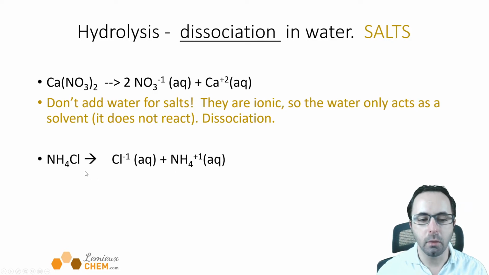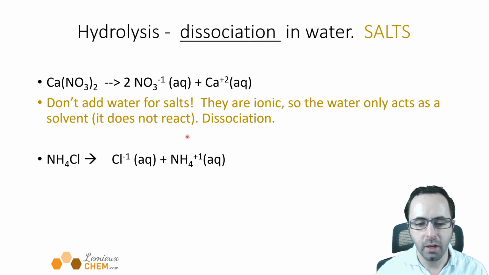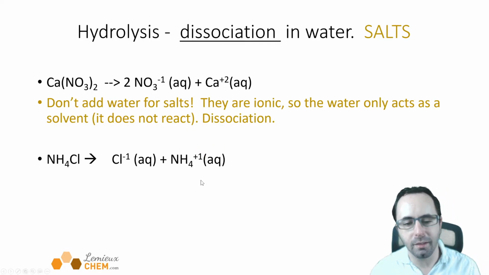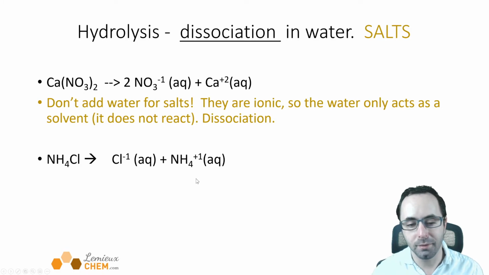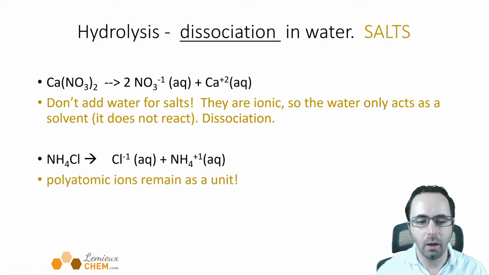Another example here is ammonium chloride, another ionic compound that does not contain hydroxide. It's a salt. So it produces ammonium ion +1 and chloride ion -1. Remember, watch out for ammonium. That's our only positive ion that we talk about in this class that is not a metal. It's a polyatomic positive ion. So remember that polyatomic ions such as nitrate or ammonium stay as a unit together.